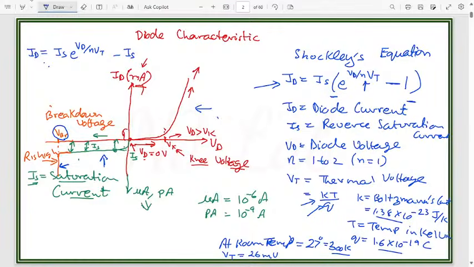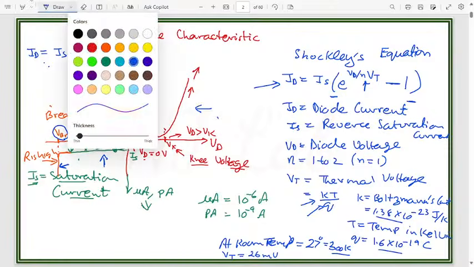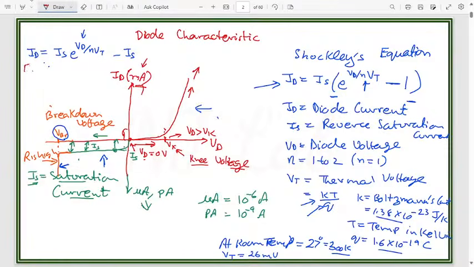Now, for the forward biased case, this VD will be positive, right? So for the forward bias case, our VD will be greater than 0, right?